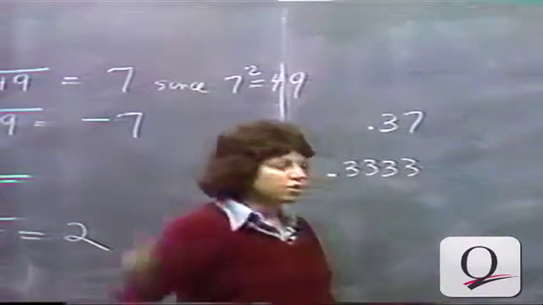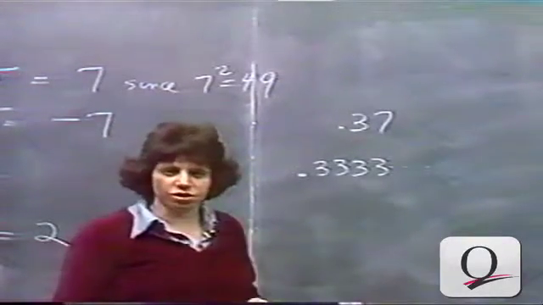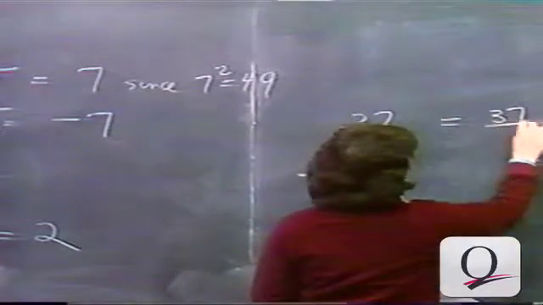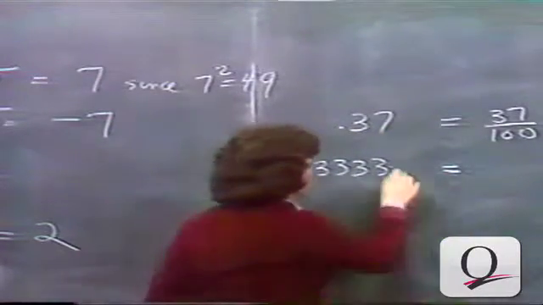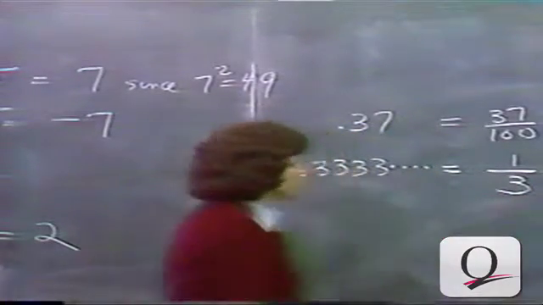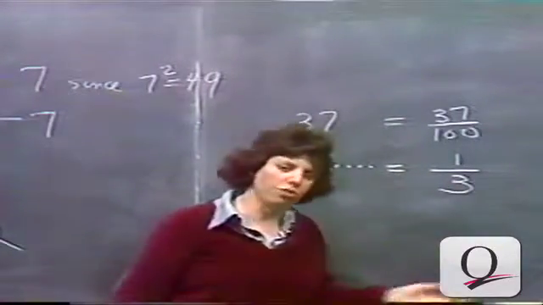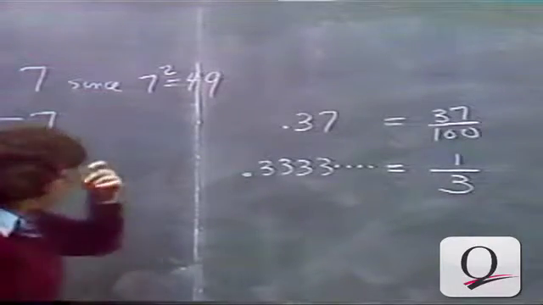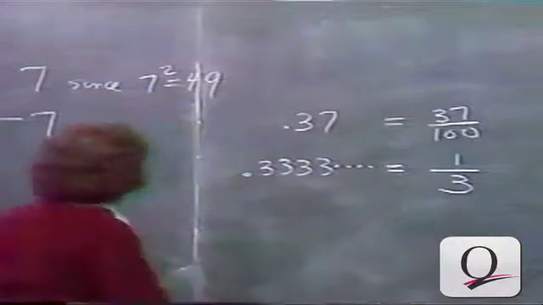Strictly speaking, a rational number is a number that can be expressed as a quotient of 2 integers, where the denominator is not 0. You see, 0.37 can be written as 37 over 100, the quotient of 2 integers. And 0.3333 repeating, going on like this, can be written as 1/3. If you don't believe this, this is 1 divided by 3. You can divide 3 into 1 using long division, and you will get 0.333 and so on. So rational numbers have decimal representations which terminate or repeat. They can also be expressed as a quotient of integers.